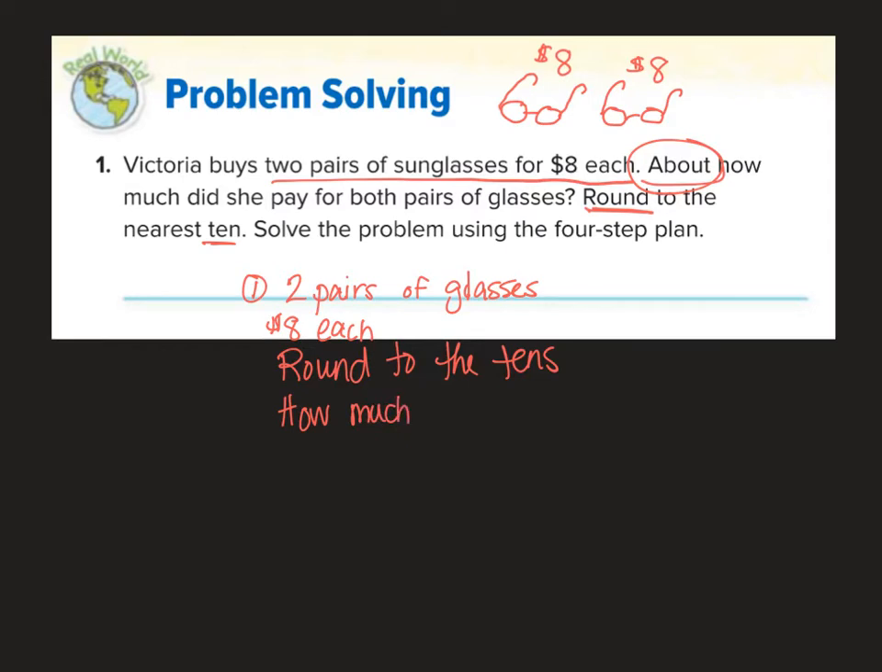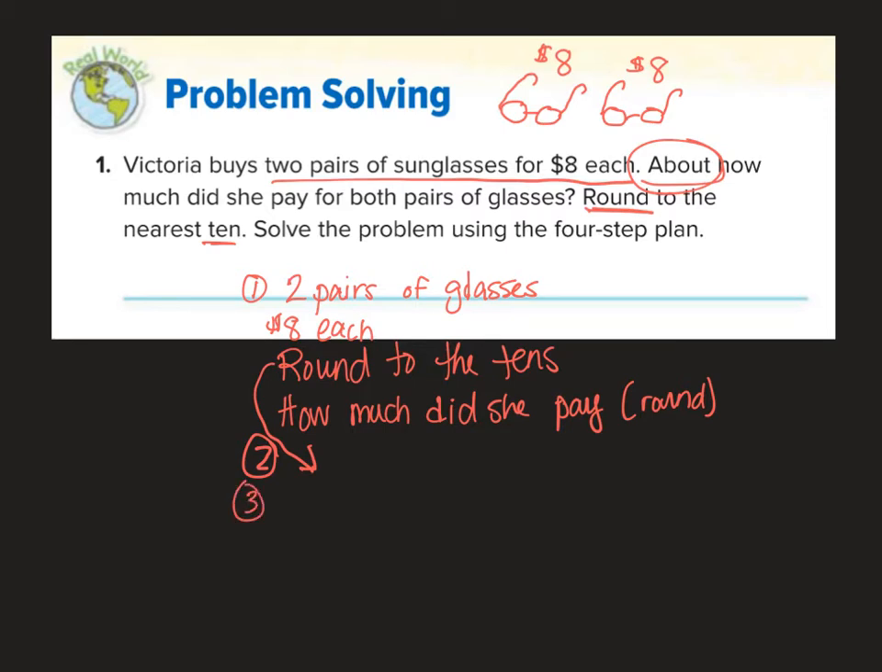And this is not correct because I need to round. So I'm going to put in parentheses, I need to round. So let's just say about how much did she pay. Step 2, I'm going to say that this should go down to step 2. My plan, I'm going to round to the tens. Step 3, I need to solve.